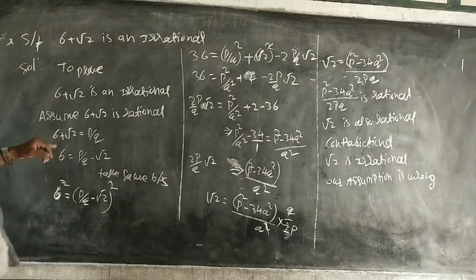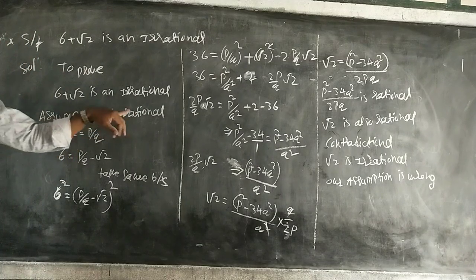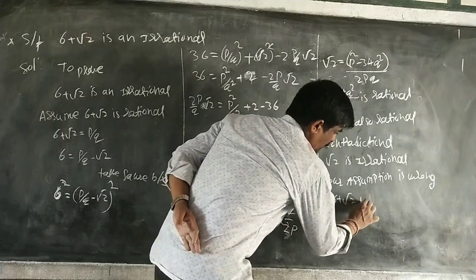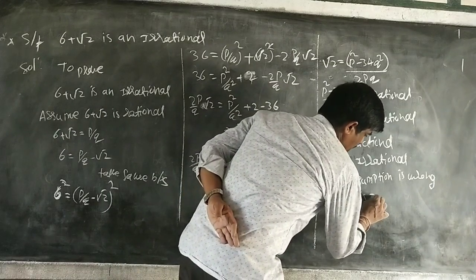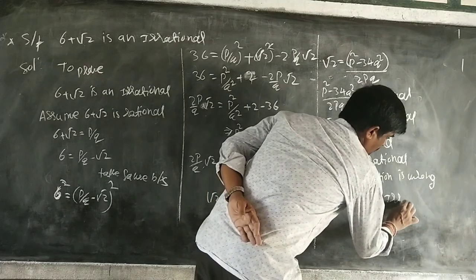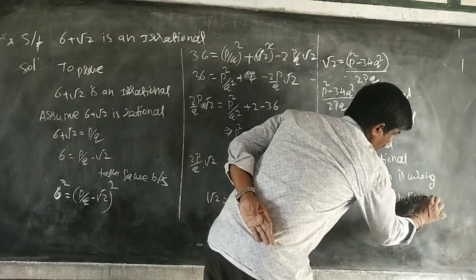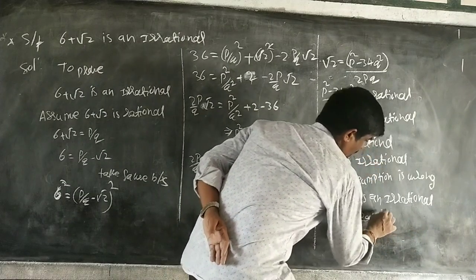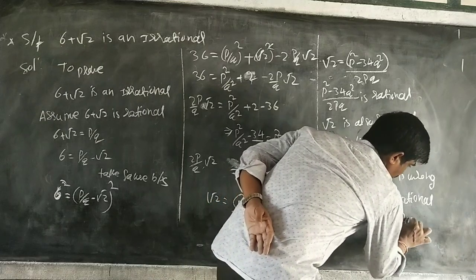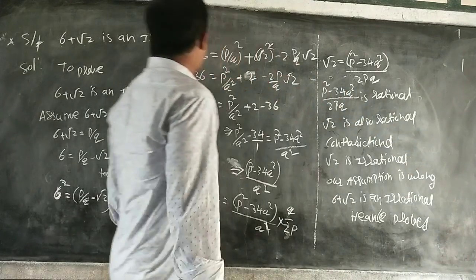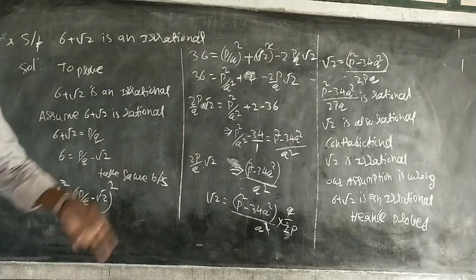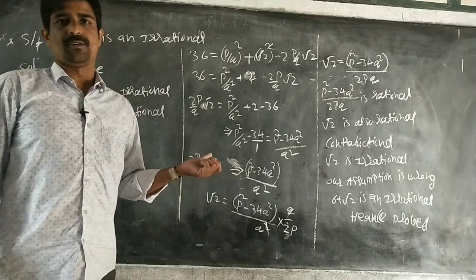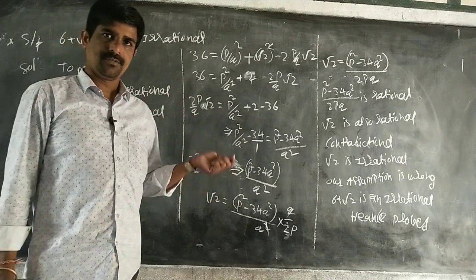Our assumption is that 6 plus root 2 is rational. That assumption is wrong. Therefore, 6 plus root 2 is an irrational number. Hence proved. Proof is complete. What was asked? We were asked to prove it is irrational, and finally we have proved that it is irrational. So all problems, use this method only. Okay. Thank you.